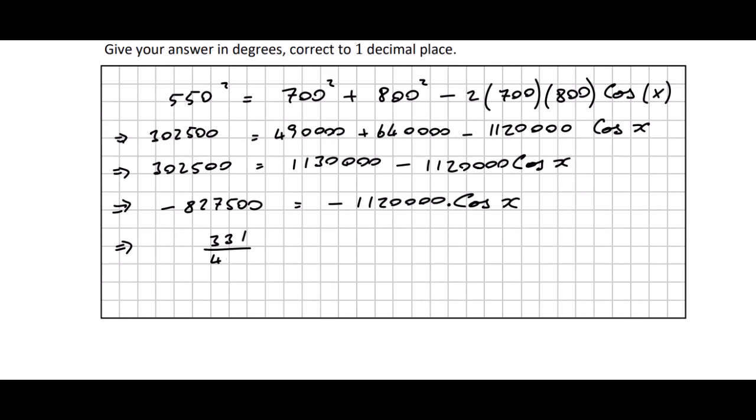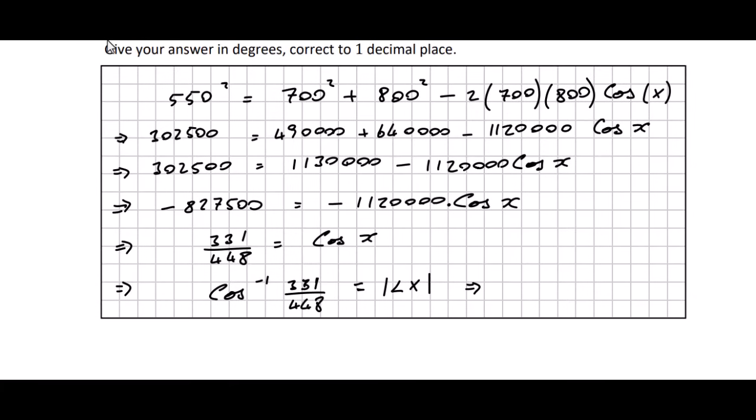So if you do that, you get 331 over 448. That's equal to cosine X. So minus divided by minus is plus, so this just becomes plus. Now to find x then, if cos of x is equal to that fraction, what you've got to do is cos inverse of that fraction, 331 over 448, and that gives you the size of the angle x.